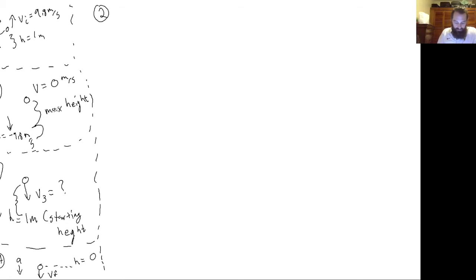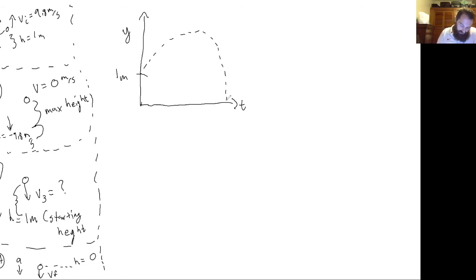All right, so maybe a better way to draw this will be to plot the Y position as a function of time. So we're going to start at 1 meter, and our graph will be a parabola like this.